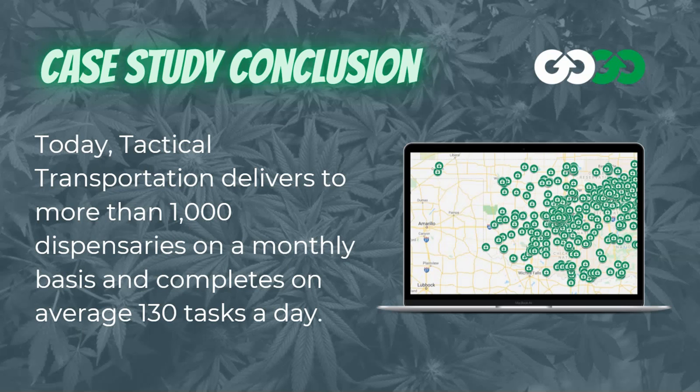So just to put a bow on the case study conclusion, today our partner is one of the largest transporters in the state of Oklahoma. They deliver to more than 1,000 dispensaries, which represents roughly 50% market share in our state on a monthly basis, and they complete on average 130 tasks a day. If you remember at the beginning of the case study, I told you that the first month they were on, they were using software to drive their business. They completed 80 tasks. Now they complete more than 1.5 times that in a single day. Pretty impressive stuff from those guys.